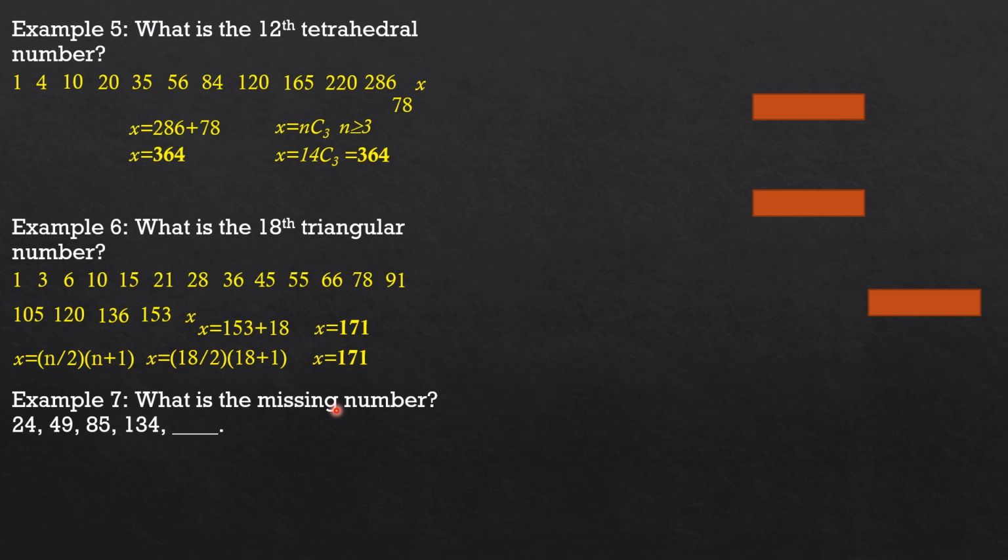Then lastly, example 7, what is the missing number? So the difference, 49 minus 24 is 25. 85 minus 49 is 36. And 134 minus 85 is 49. So take note, this is 5 square, perfect square. So 5 square, 6 square, 7 square. So the next is 8 square, 64. So if we call that x, x is 134 plus 64, and it is 198.